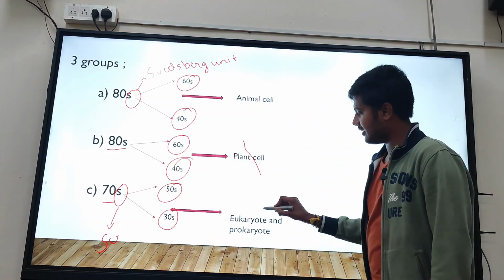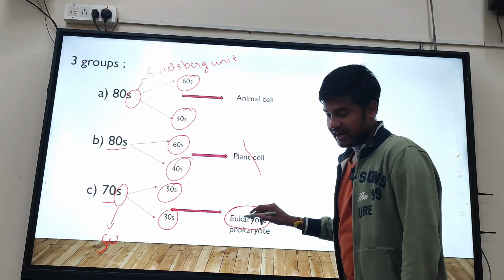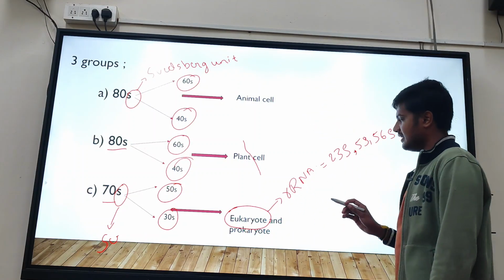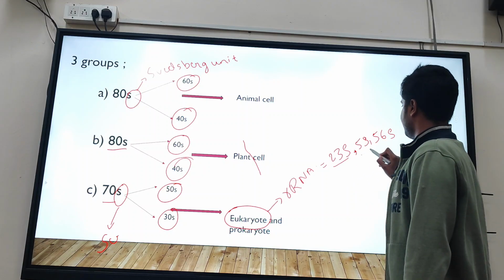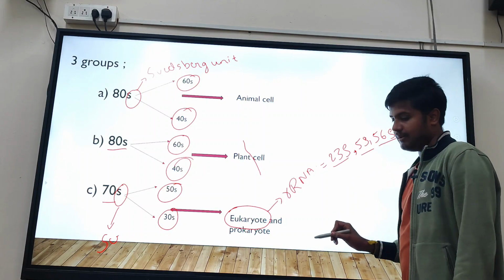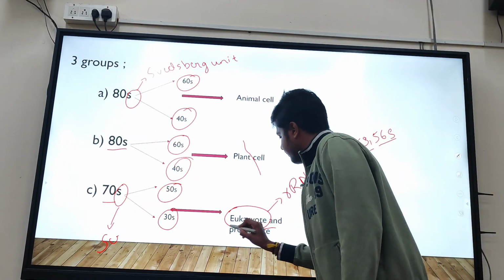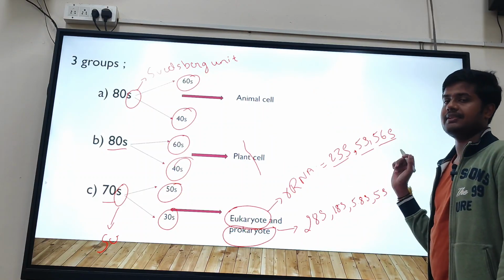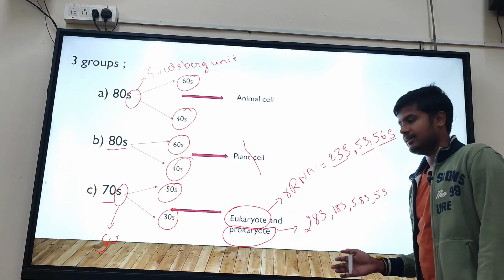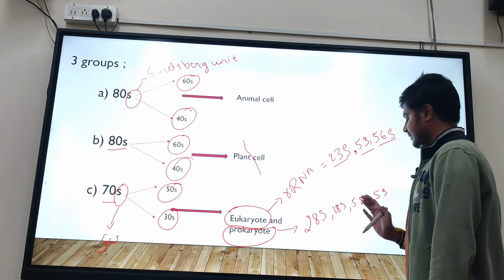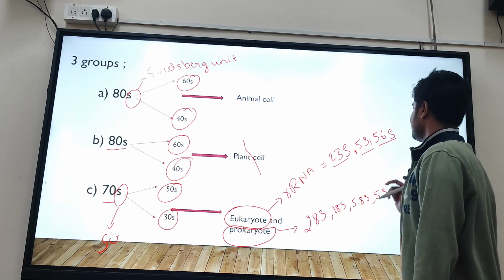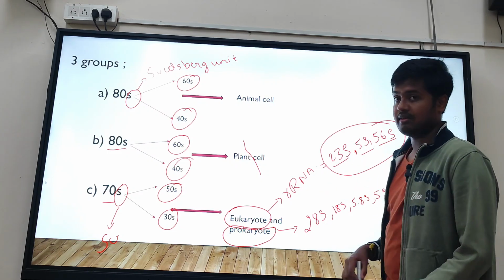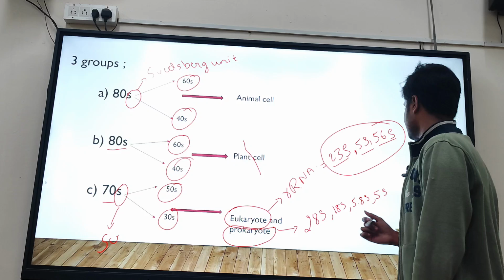Here in eukaryotes, the rRNA subunits are 28S, 18S, 5.8S and 5S. In prokaryotes, the rRNA subunits are 23S, 16S and 5S. Just remember the subunits of rRNA of eukaryotes and prokaryotes.